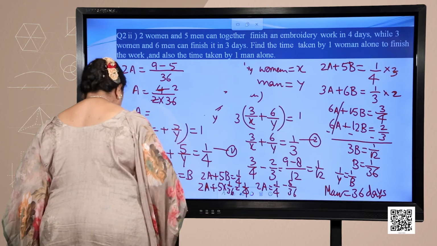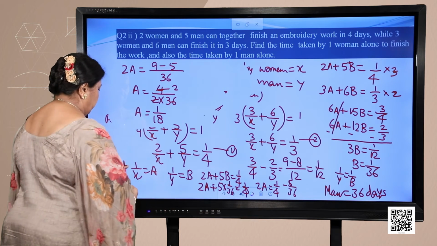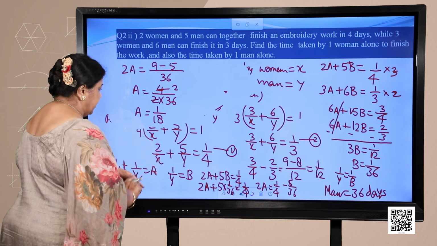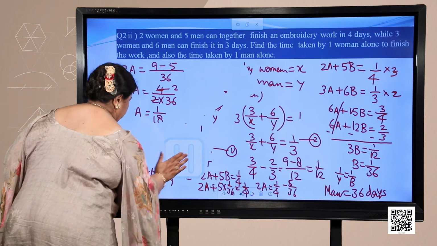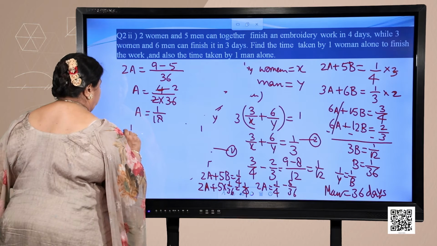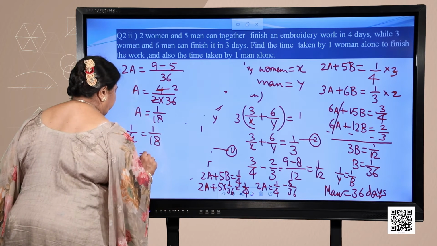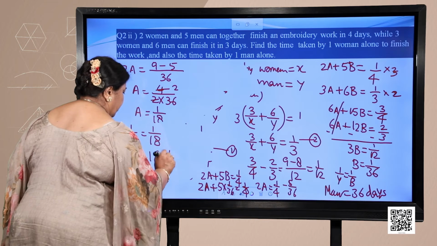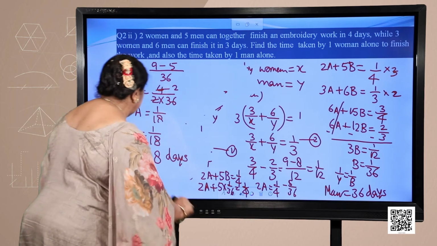That gives me a is equal to 1 upon 18. You remember we had taken 1 upon x as a. So, 1 upon x is equal to 1 upon 18, that is women alone can finish the work in 18 days and men alone can finish the work in 36 days.